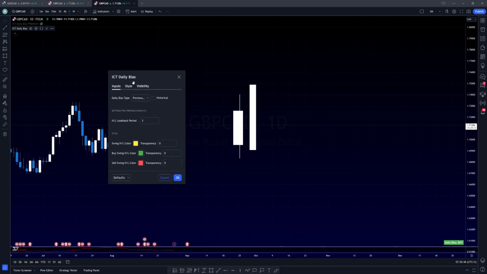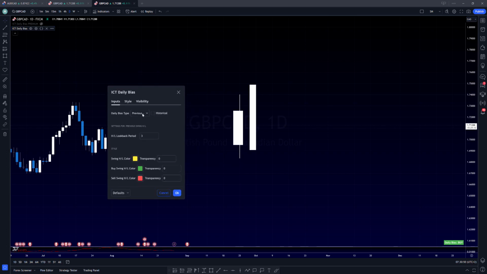I can show you the types. Here we have 2 daily bias types in the free indicator and 4 daily bias types in the premium indicator. In the free indicator, the previous high-low is the first daily bias type. It compares the actual candle with the previous high and previous low. The second is the previous swing high-low, which has to have a look-back period.